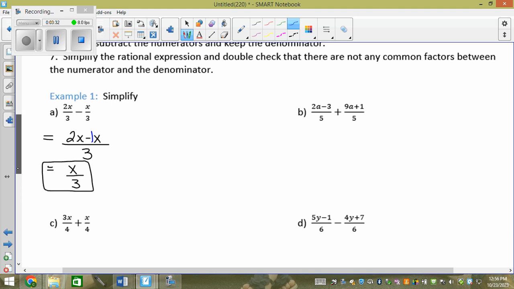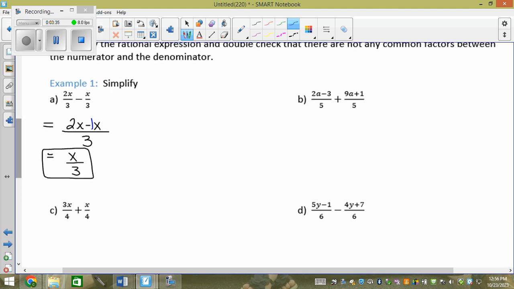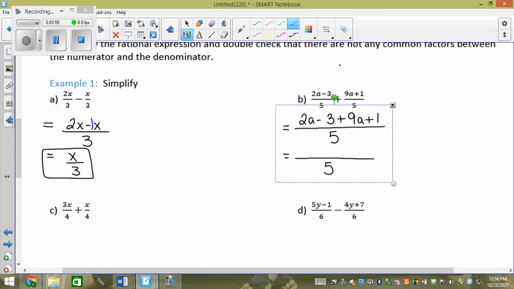So B, we have a common denominator of what? 5. So we put an equal sign down the left-hand side, and they're all over 5. Now I have to do the numerator. So I get 2a minus 3 plus 9a plus 1. It's all over 5. What do I get in the numerator? 2a plus 9a is 11a, because we collect like terms. And then minus 3 plus 1, negative 2.